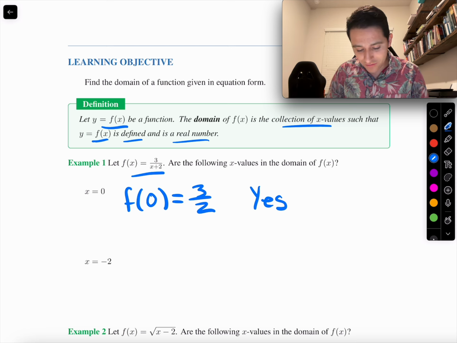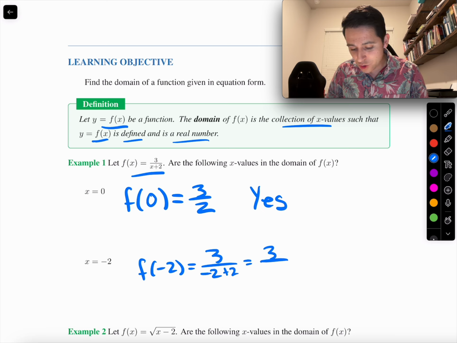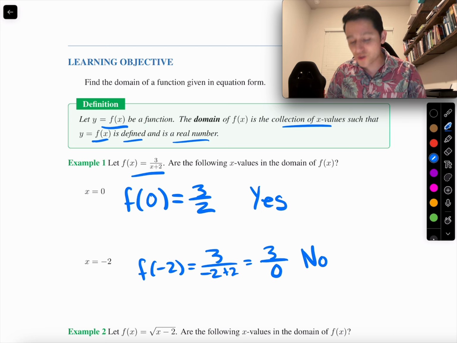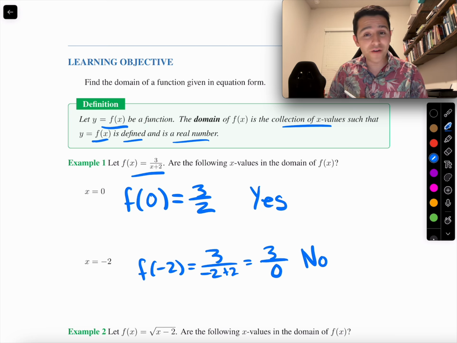Now let's try -2. Let's plug it in, and notice what we get in the denominator: -2 plus 2. That is 0. You end up dividing by 0. That's not defined, so the answer is no. Anytime you divide by 0, the answer is no. So -2 is not part of the domain of f.